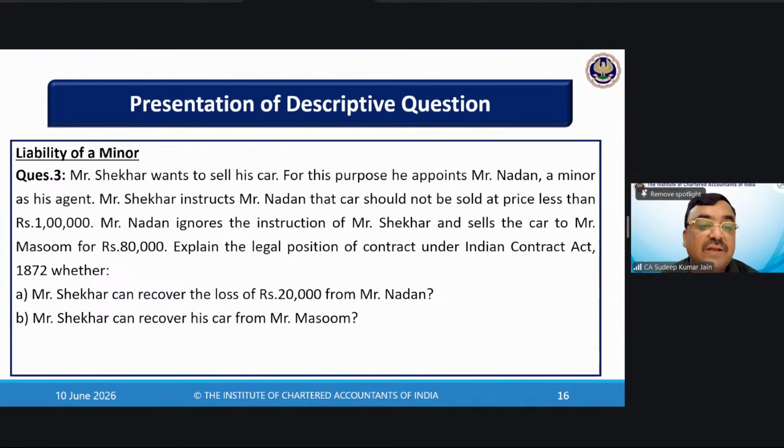Whether Mr. Shekhar can recover the loss of 20,000 from Mr. Nadan, and whether Mr. Shekhar can recover this car from Mr. Masoom. So first give the answer of part A. Very good Jyoti, very good Akshay. First give the answer of part A. Very good everyone, Bhumika.